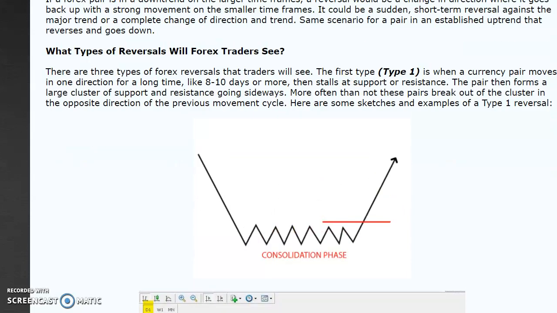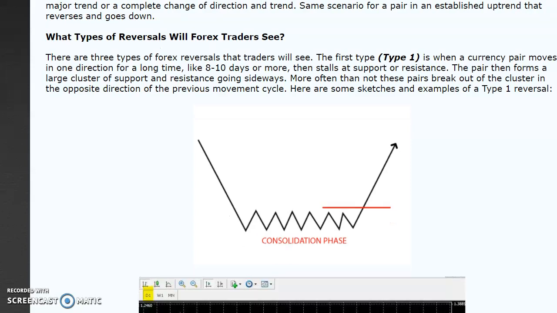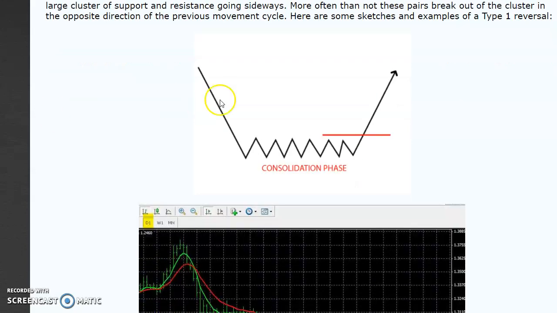So basically, there's several types of reversals. There's actually 3 types of reversals. We're going to go through all 3 of them here today. Okay. So you have a currency pair that's been moving in one direction, let's say down for a long time. It builds a consolidation phase. You set a price alert for a breakout back for the reversal. It hits the price alert, and then you can look to buy that particular pair.